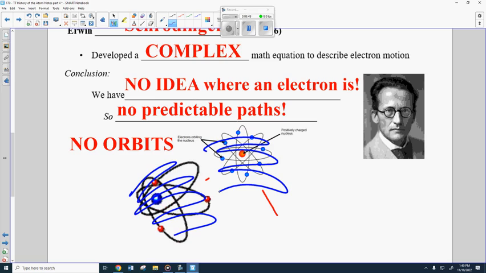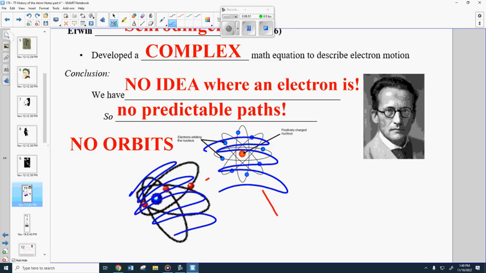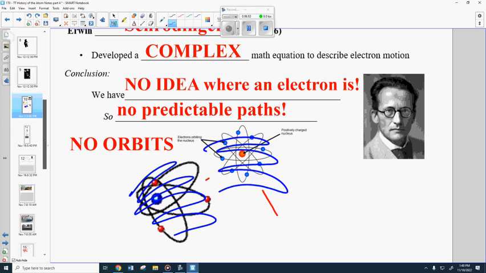But yeah, it's kind of like this idea. I have a couple of pictures here. Well, actually, no, we'll get to that with Heisenberg. But we just don't really know exactly where an electron is, which sounds hard to wrap our minds around, but it is true.